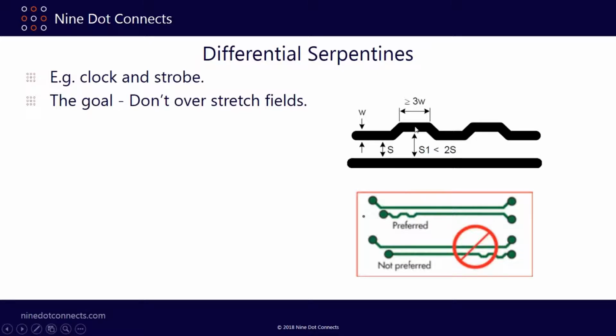You don't want this part of the serpentine to be further away than twice that of the actual spacing of the main pair. And then again, you don't want these transitional portions here and here to be too close because they will create coupling.